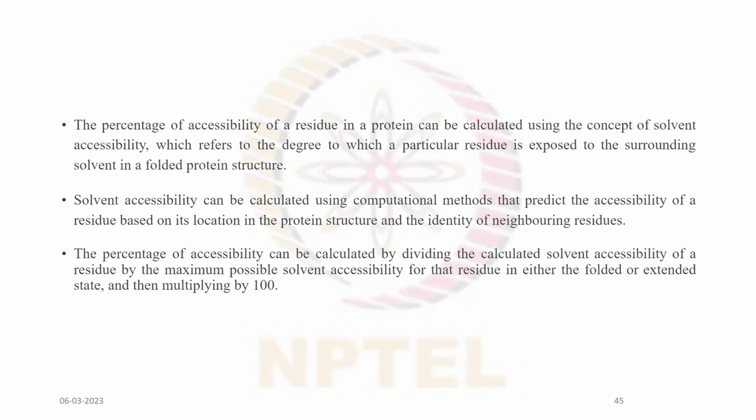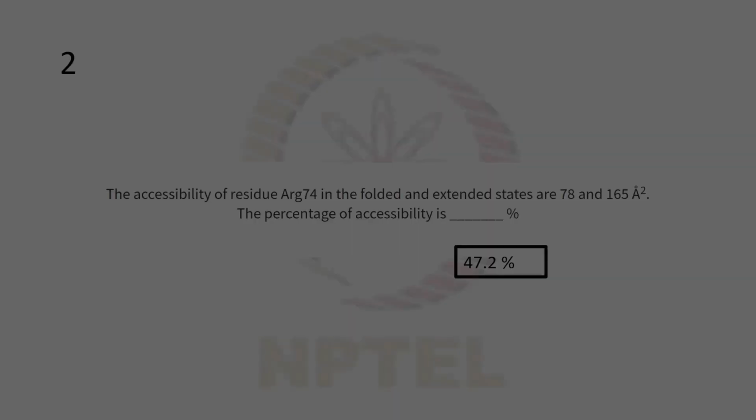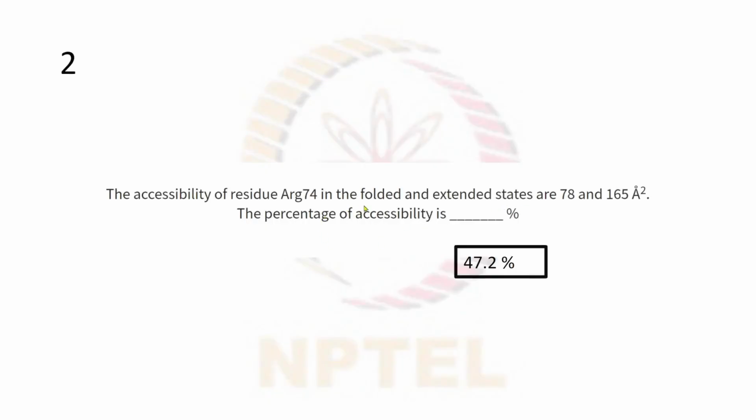The percentage of accessibility of a particular residue is calculated by dividing the solvent accessibility of the residue by the maximum possible solvent accessibility for that residue. So in the folded state, the accessibility is 78 Angstrom squared, and the maximum possible, since the residue is mostly exposed in the unfolded state, is 165. So 78 divided by 165 times 100 gives 47.2.